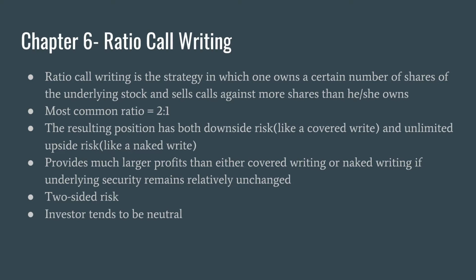The most common ratio is 2 to 1, where one owns 100 shares of the underlying stock and sells 2 calls. The resulting position has both downside risk, like a covered write, and unlimited upside risk, similar to a naked write. This provides much larger profits than either covered writing or naked writing if the underlying security remains relatively unchanged. There's a two-sided risk, which is a quality absent from either covered call or naked call writing. The investor also tends to be neutral, meaning they write calls with striking prices close to the current stock price.